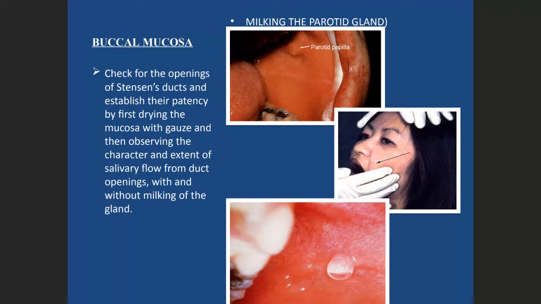Okay, so your Stensen's duct opens opposite to the second molar. You can see here this is a parotid papilla. So how do you examine it? First, you have to take a gauze piece and wipe or dry this area, and then you start milking the gland from outside. What you have to see is the saliva coming out of it. Observe the saliva which comes out of the duct.